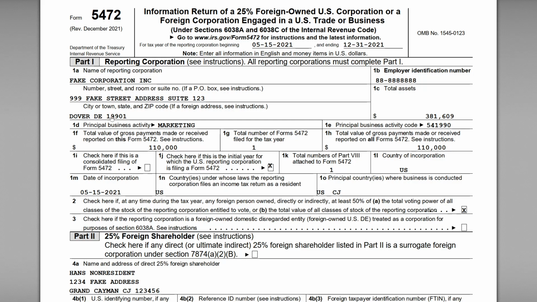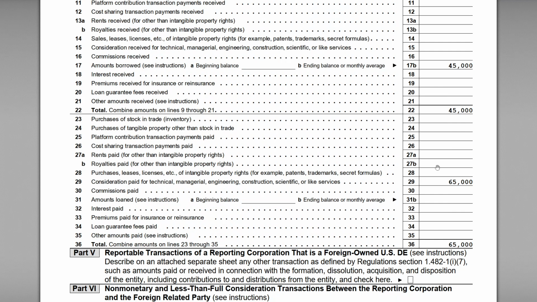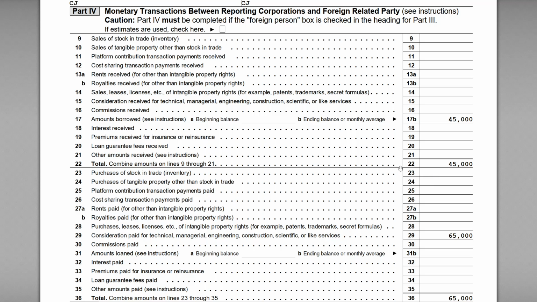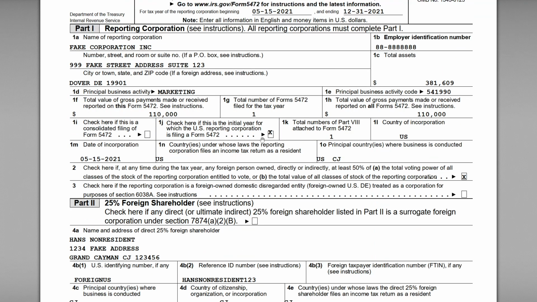Oh, sorry. Let me touch on the 1F and 1H again. So they do ask here, again, disclose the total value of the gross payments made. All right, so you can see 110 there. That is a total of everything here in part 4, right? So 45,000, 65,000, add those two up. So just add lines 22 and 36, and then you'll get the gross payments made that can be disclosed here in 1F and 1H. Notice here that this is the amount on this 5472, right?